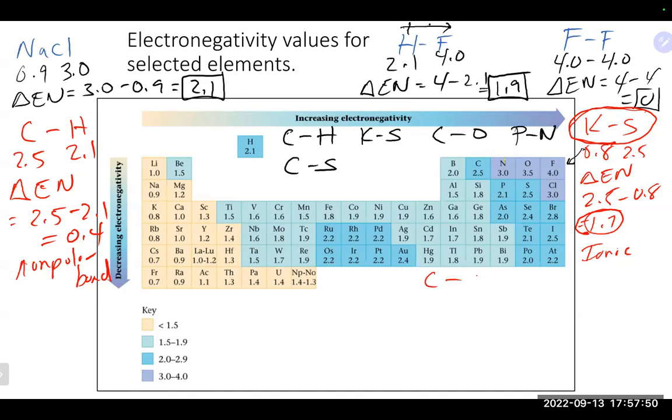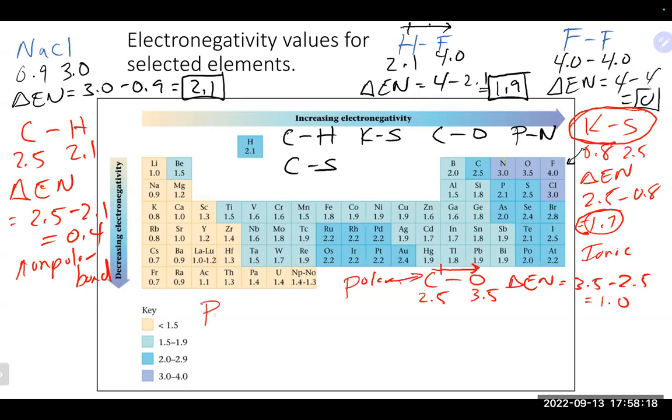Carbon, oxygen here. Carbon is 2.5. Oxygen is 3.5. Difference in electronegativity here, 3.5 minus 2.5. Again, just taking the larger number gives us a difference of 1, which means this is going to be a polar bond. Yeah, because of that. Going to draw the arrow, it would go towards the oxygen in this case, right? It is more electronegative.